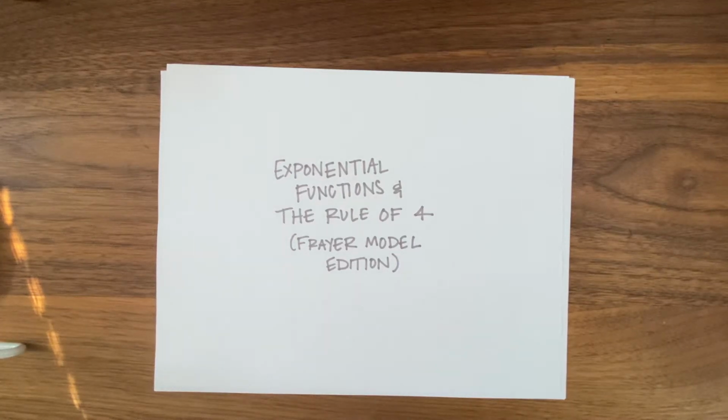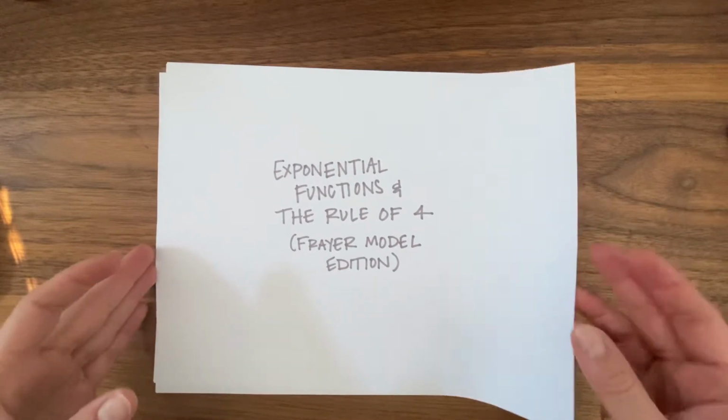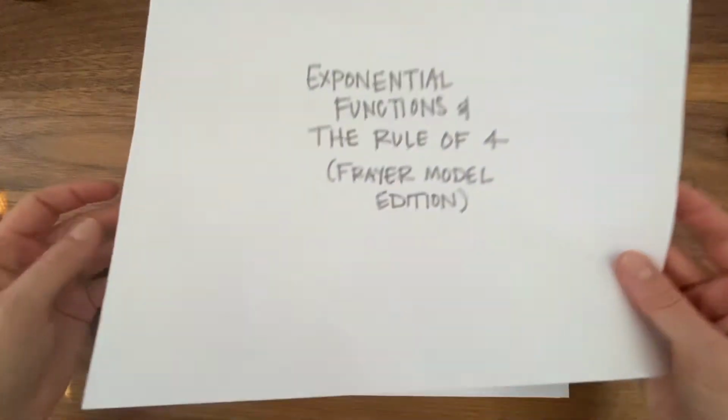All right, algebra students, today we are talking about exponential functions and the rule of 4. And we're going to consider this using the Frayer model. If you're not familiar with the Frayer model, it's a way of thinking about new vocabulary. So it fits sort of nicely with the rule of 4. So here's what we're going to do.